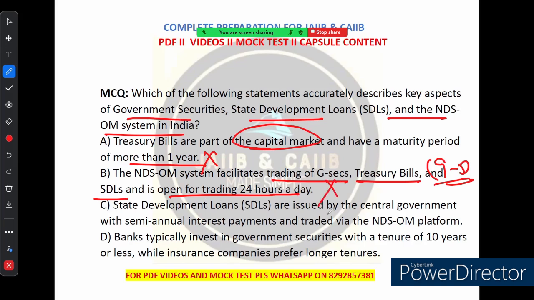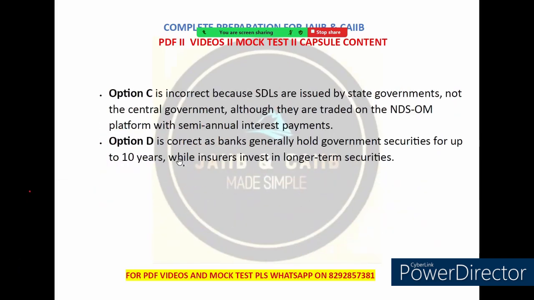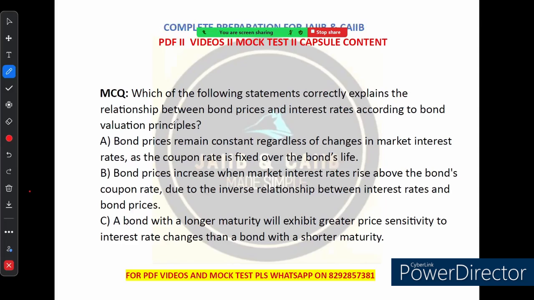Option C says state development loans are issued by the central government with semi-annual interest payment and traded on the NDS OM platform. This is incorrect, because state development loans are issued by the state government, not the central government, though they are traded on the NDS OM platform. Option D says banks typically invest in government securities with tenure of less than 10 years, while insurance companies prefer long tenure. This is correct, as banks typically invest in shorter term government securities, and insurance companies prefer long term, and it has been explained completely in this particular PDF. And this PDF is available on our IE and IFS capsule course. Every unit's short notes in the form of PDF and MCQs have been provided in this particular course.